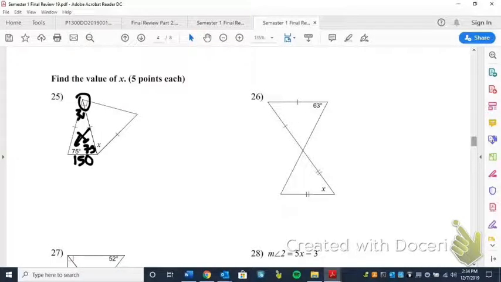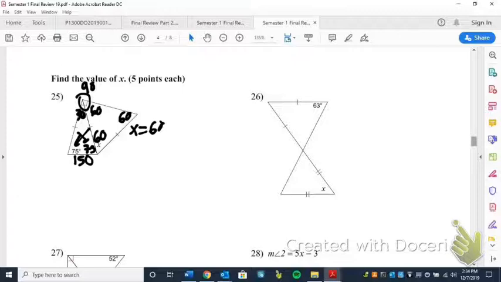We know that top angle is 90. So if the left side is 30, the right side has to be 60. This is also an isosceles triangle. So if one of the base angles is 60, the other base angle is 60. And if two of them are 60, well, the third one is 60. So x equals 60.